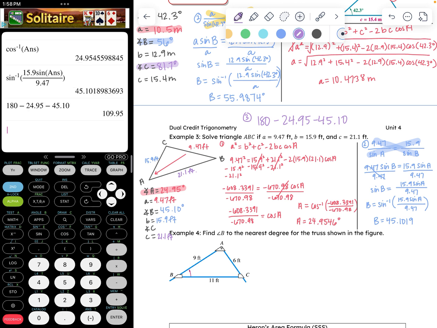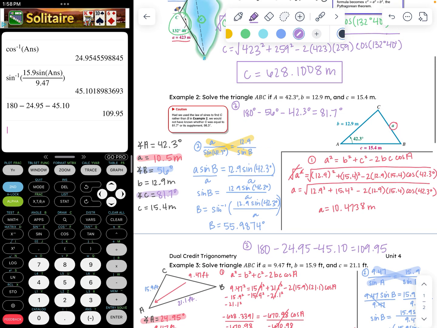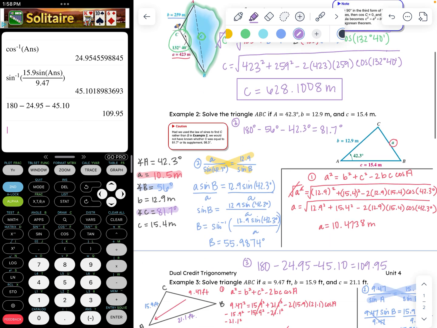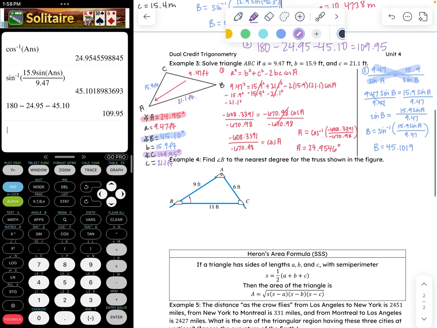5.10, and I get 109.95. So I found my angle A, my angle B, and my angle C. So the ones where you have to solve for all of the missing parts, that's kind of annoying because that's a lot more work, where you just have to solve for one side, like we did in example one. That's not too bad. So let's look at example four.